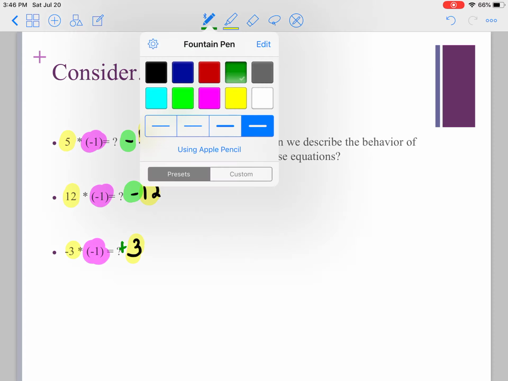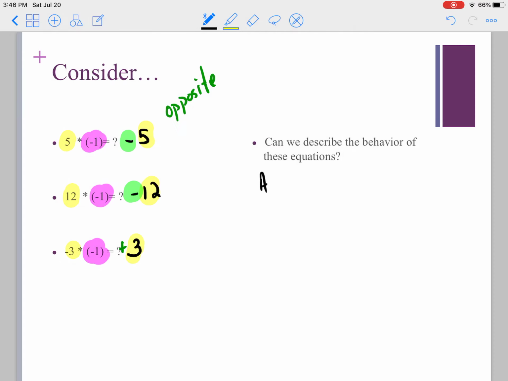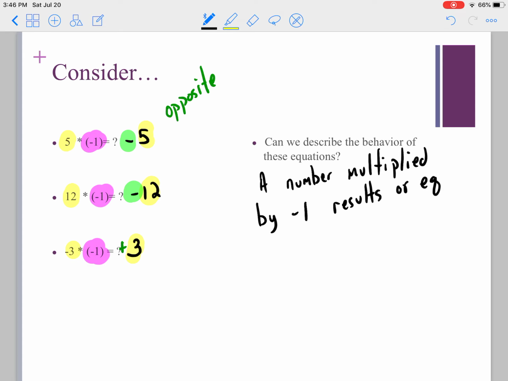So what's the behavior that we can describe? Well, a number multiplied by negative 1 equals its opposite. So 5 times negative 1 is equal to the opposite of 5, or in this case, negative 5.